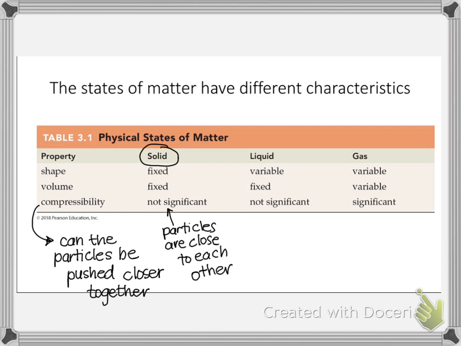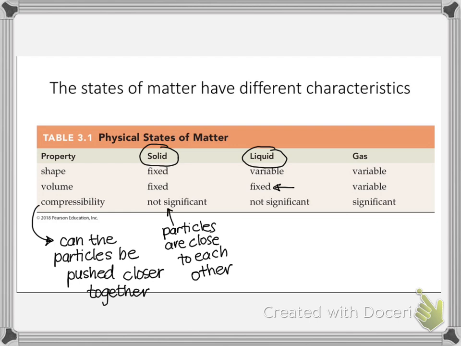Then we have liquid, so that's in the middle column. Now we know liquid shape is variable. The liquid will change shape depending on the container. Now it does not fill the container because it has a fixed volume. And I guess in this example, I always think about cooking in terms of how the shape can change, but the volume stays the same for a liquid.